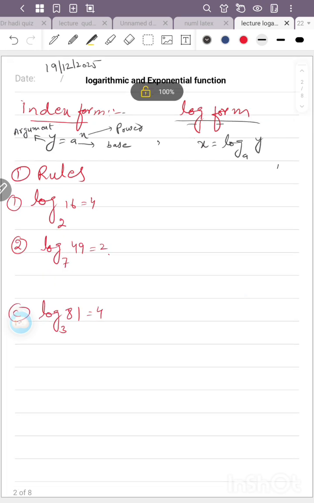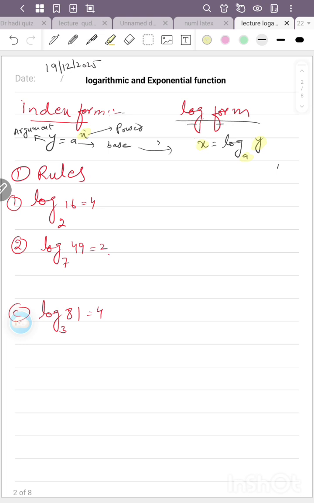Now we have to convert the index form into the logarithmic form. So what is the logarithmic form? First of all, this is your power. The power will be here, your base is there, and the argument is here. We have tried to write it in logarithmic form.